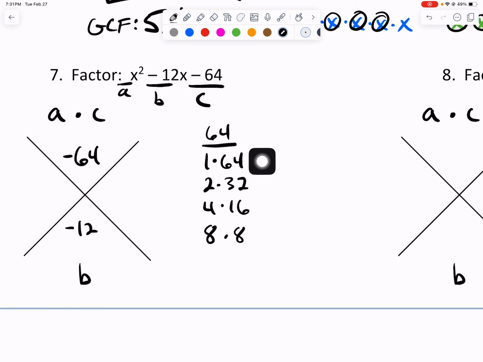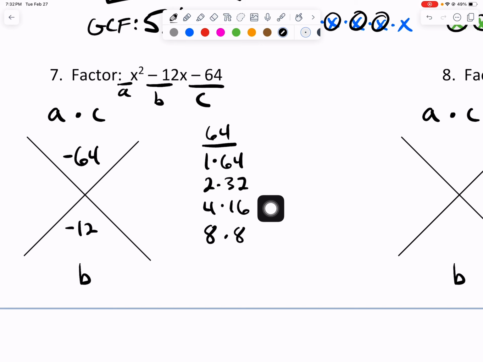Well, 1 and 64 will give me 64, 63, something like that. 2 and 32 will give us 34, 30. 4 and 16 will give us 20, but 16 minus 4 would be 12. I think we found our best match between 4 and 16 here.